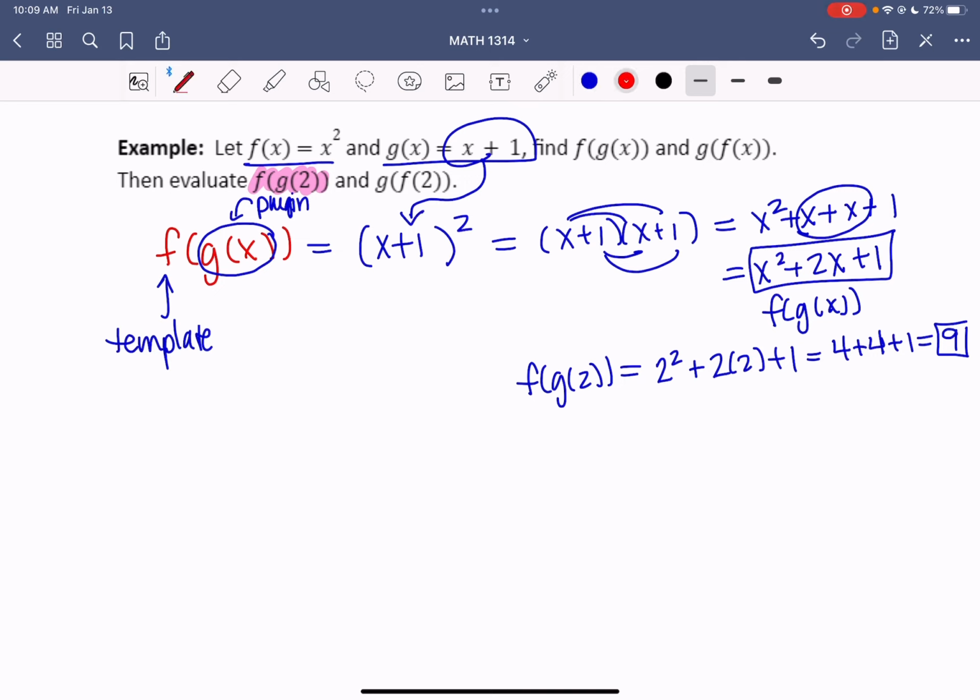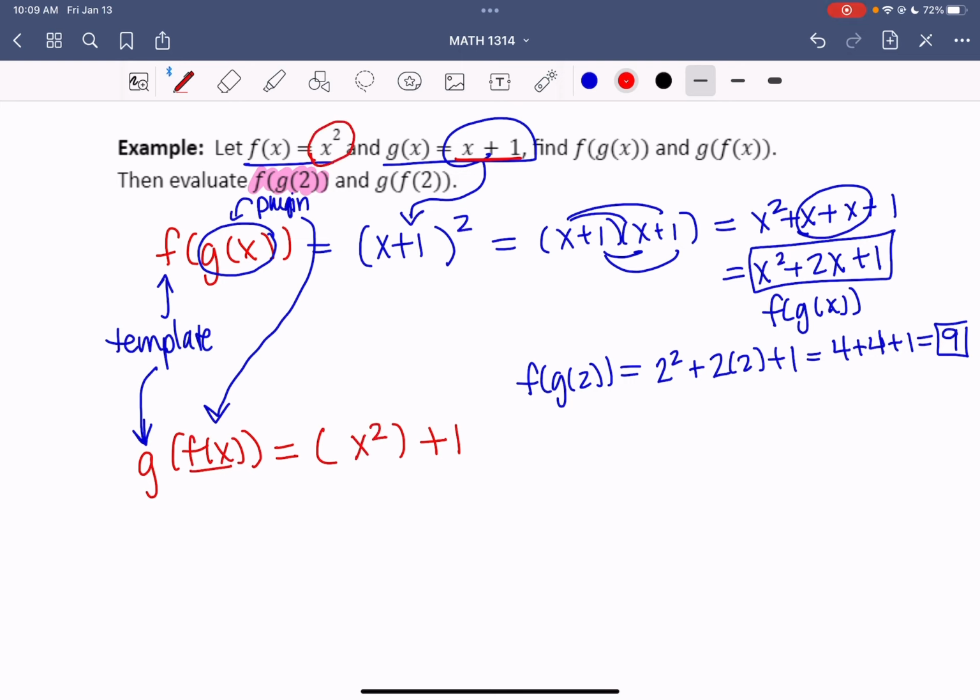Now, the next one I want to do is g composed with f of x. So again, the first letter is going to be your template. The second letter is going to be your plug-in. So we're going to set it up. So g is my template. So I'm going to say something plus 1, and I'm just following this equation. That something you're going to plug in is this next letter, which is f. So I'm going to take my f function, and I'm going to put it in all my parentheses down here.